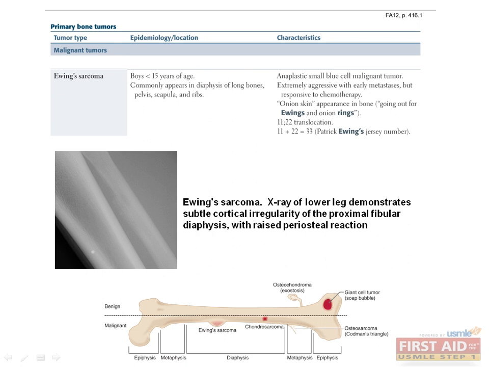The first is that it has an onion skin appearance in the bone. You can remember this with the memory aid, Ewing's and onion rings. Kind of rhymes. And the other important thing to remember is that it occurs as a result of an 11 to 22 chromosome translocation. There aren't any other malignancies on this page with similar translocation, but in the Hem/Onc chapter, you'll see at least 3 more, so be sure to keep this straight. If you follow basketball, 11 plus 22 equals 33, which was Patrick Ewing's number.